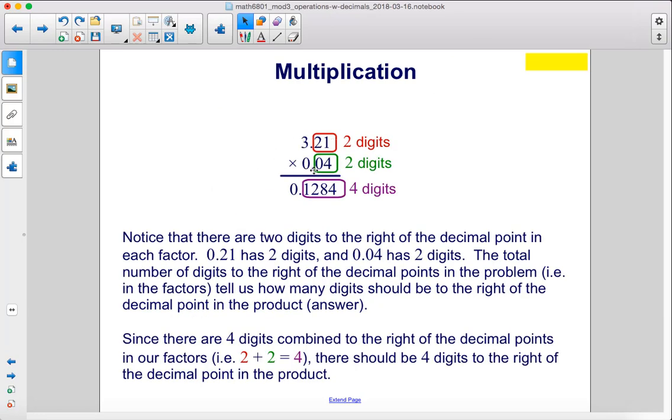3.21 times 0.04 equals 0.1284. Notice that there are 2 digits to the right of the decimal point in each factor. 0.21 has 2 digits and 0.04 has 2 digits. The total number of digits to the right of the decimal points in the problem tell us how many digits should be to the right of the decimal point in the answer. Since there are 4 digits combined to the right of the decimal points in our factors, there should be 4 digits to the right of the decimal point in the product.